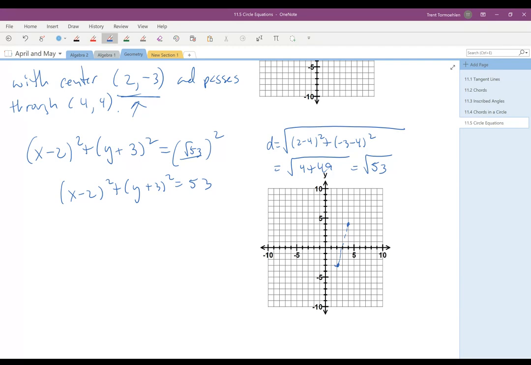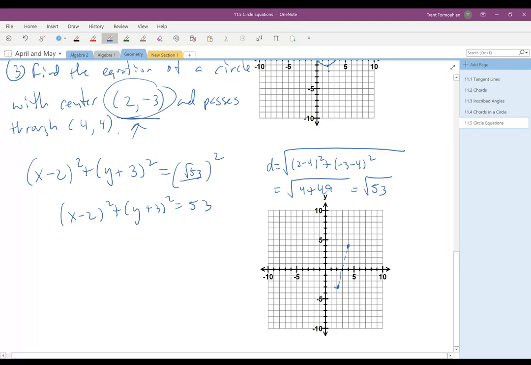And that's the equation. So you can take a graph and find the equation of the circle. You can take an equation of a circle and make a graph. You can take an equation of a circle and find the center and the radius, or you can take information like this, the center and a point that it passes through, and write the equation.